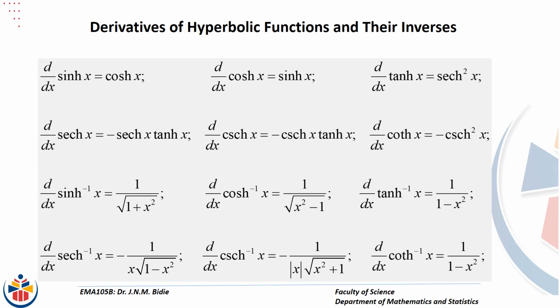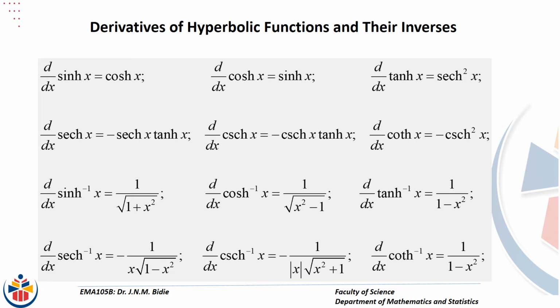We go straight to hyperbolic functions and their inverses. Here is a table. Note that the derivative of sinh x is cosh x, and the derivative of cosh x is sinh x, but the derivative of tanh x is sech squared x. The derivative of sech x is negative sech x tanh x, and the derivative of cosech x is negative cosech x coth x.